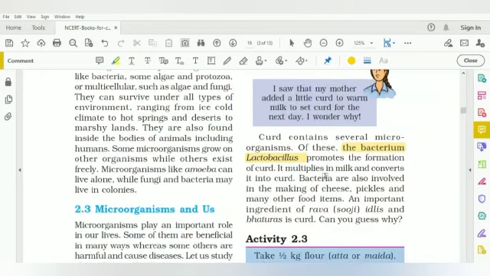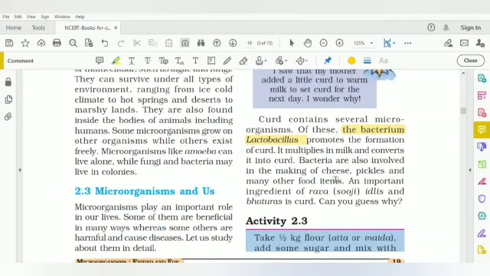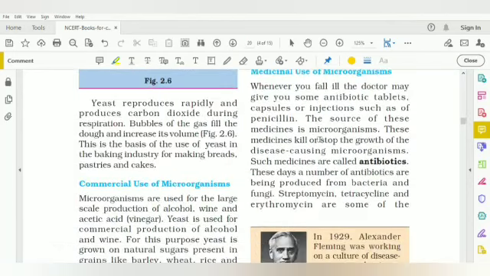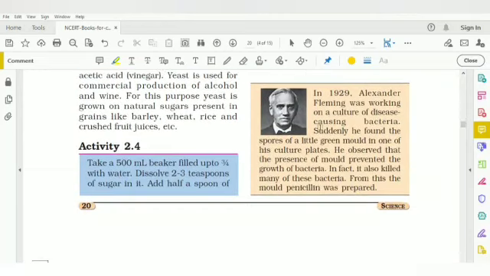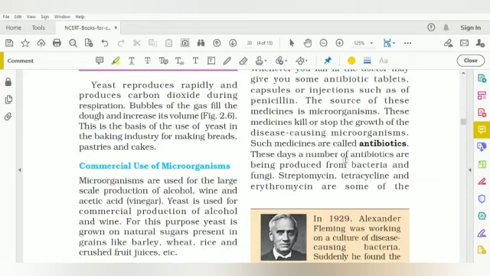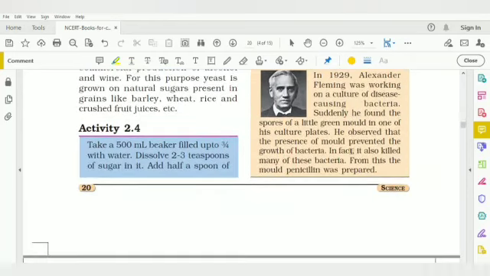It is also very useful in the commercial use of microorganisms. They are used in the medicinal use of microorganisms. They are also used to make antibiotics. The source of these medicines is microorganisms. These medicines kill or stop the growth of the disease causing microorganisms. Such medicines are called antibiotics.